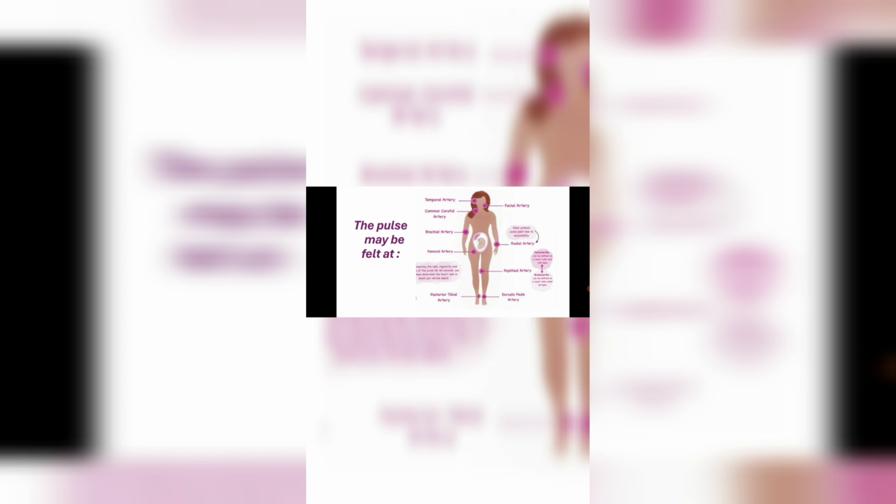Pulse may be felt at the temporal artery, that is over the temporal bone, then the facial artery, then the carotid artery at the side of the neck. Then the fourth one is the brachial artery above the elbow and in the antecubital fossa, that is the inner part of the elbow. Then the radial artery in front of the wrist, and it is the most common pulse point. And the femoral artery in the groin.